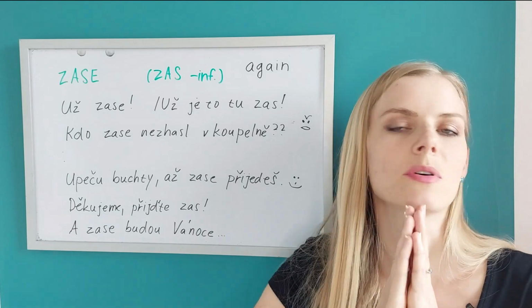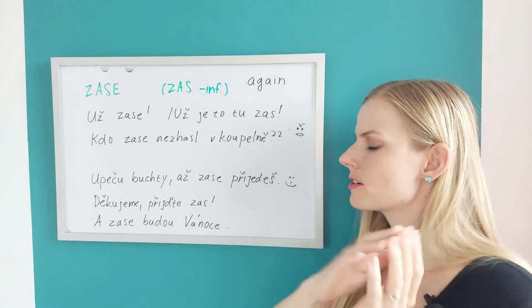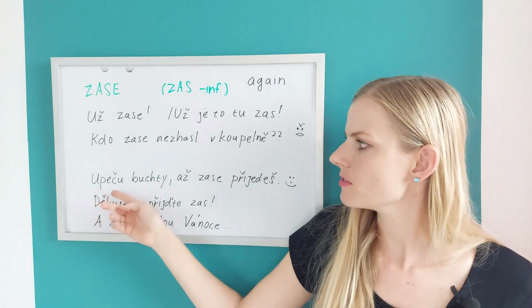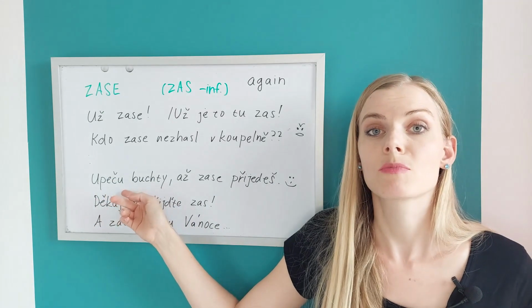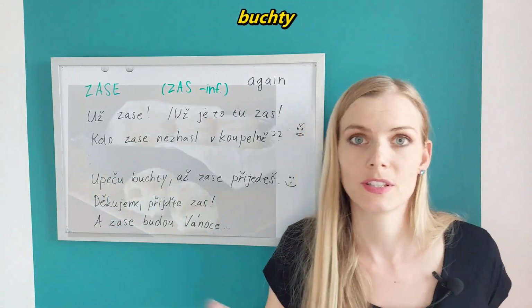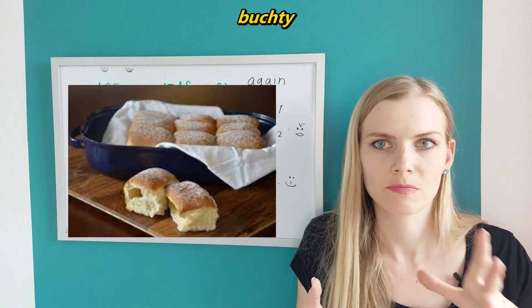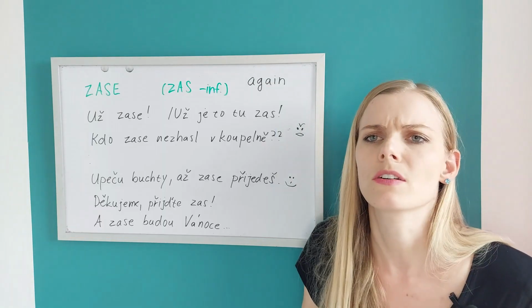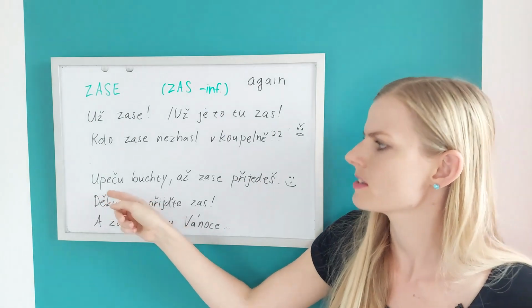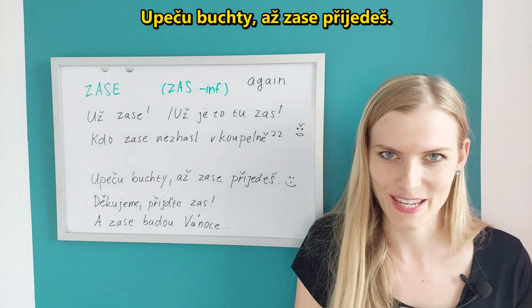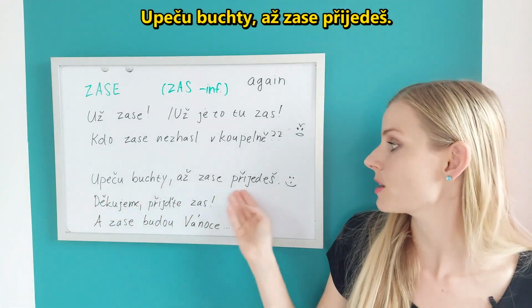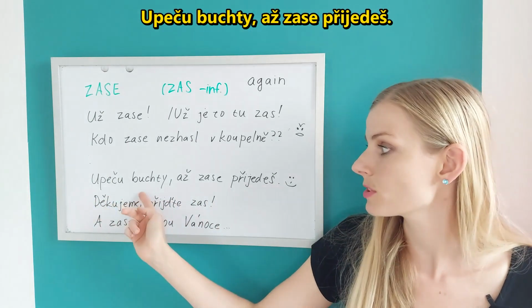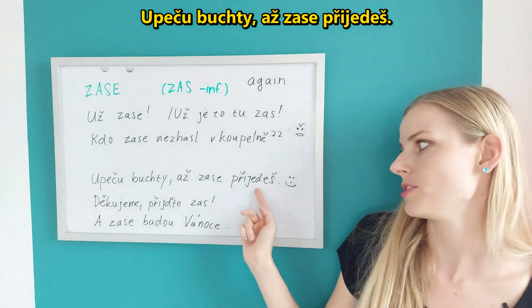However, it doesn't have to be about frustrations only. Your dear grandmother is happy to have you home and she bakes buchty for you. These buns are filled usually with plum jam, poppy seeds or tvaroh quark. You really love buchty. As you're leaving, she says, upeču buchty, až zase přijedeš. I'll make these buns when you come visit again.